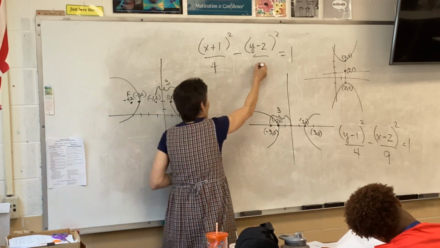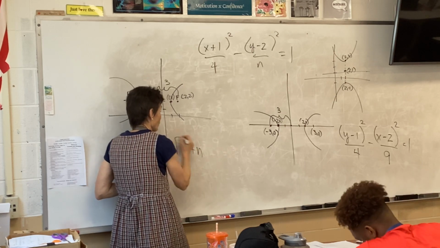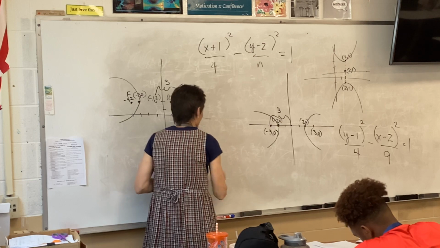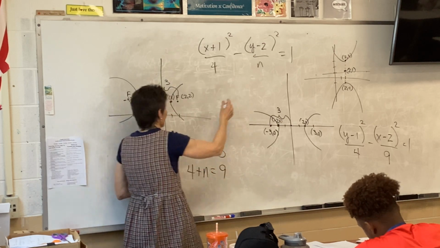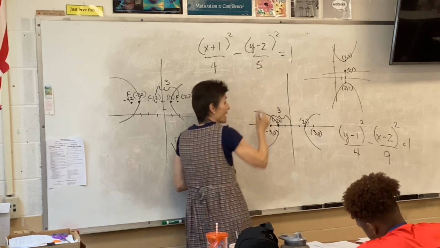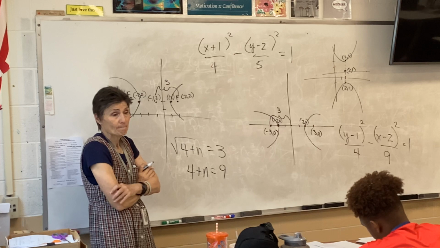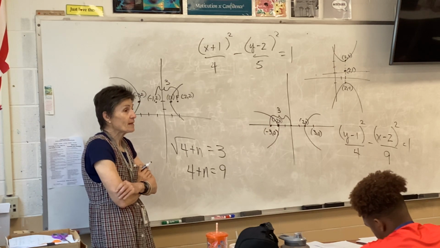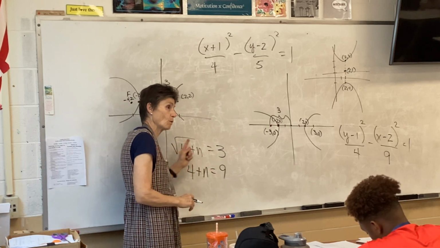So whatever that is, 4 plus n square rooted is 3, I mean 9. We've already done this problem. So n is 5. Does that make sense? Did I do that too fast? It's exactly like the first one we did. If they give you the focus points, then you're probably going to have to work this formula backwards.